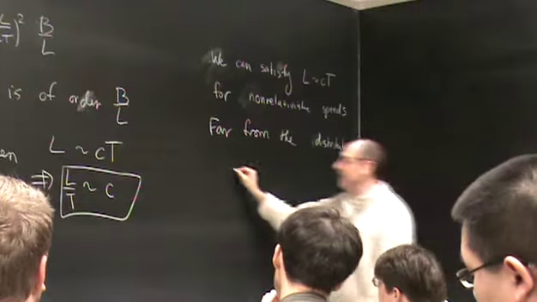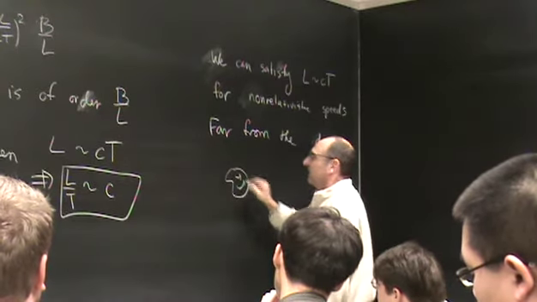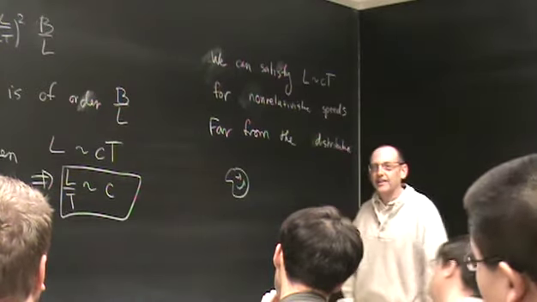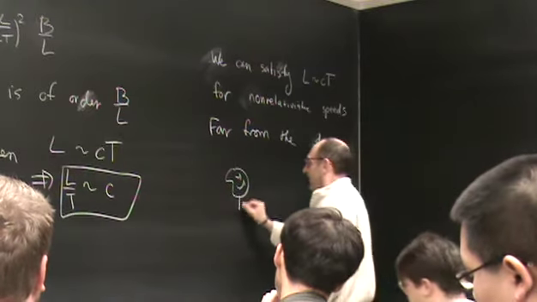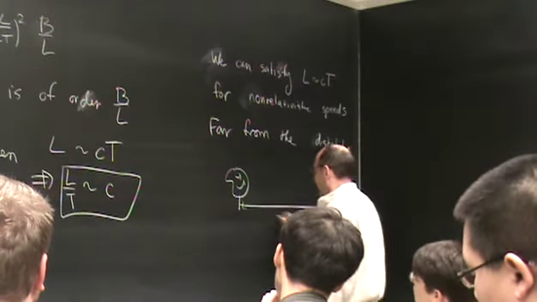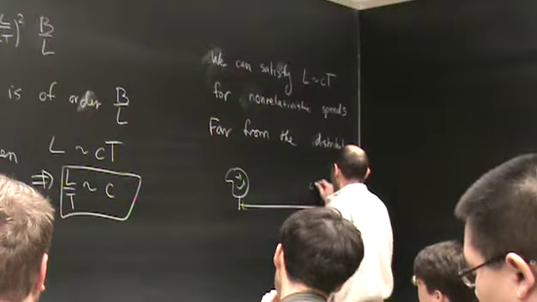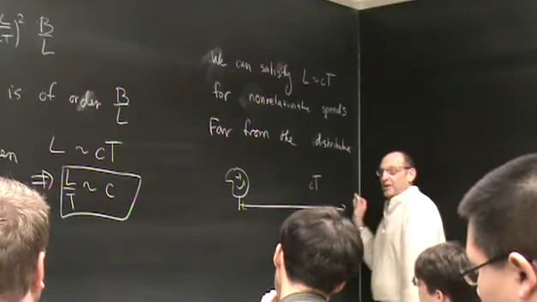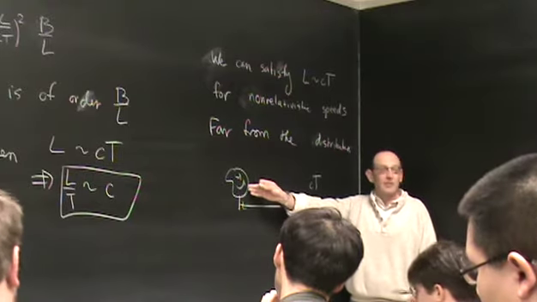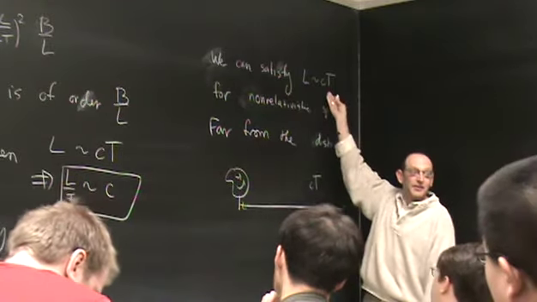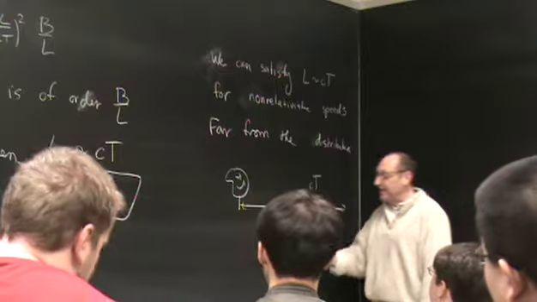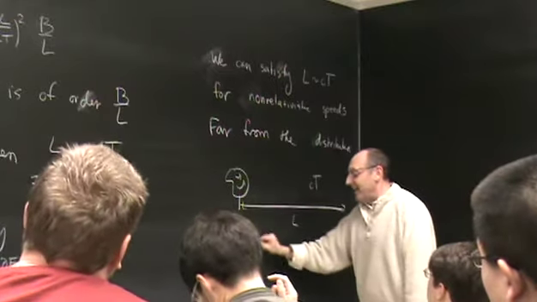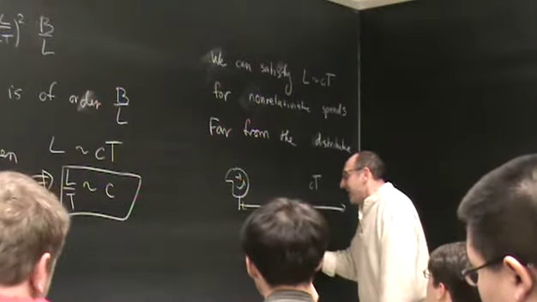In other words, here's the distribution. Things are moving around here. But here's L equal to CT. As long as I'm looking very, very far away from the distribution, I can have this be true. And this is called electromagnetic radiation.